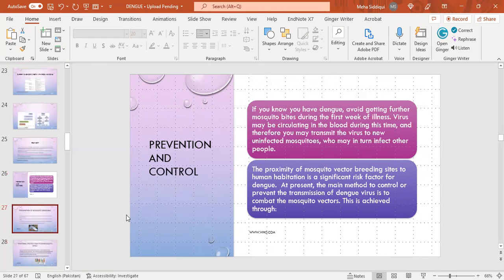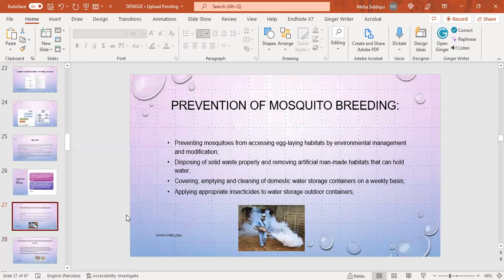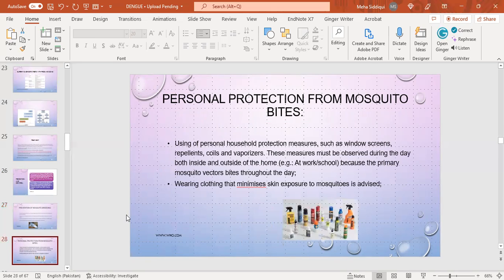This is achieved through prevention of mosquito breeding. This is done by preventing mosquitoes from accessing egg-laying habitats through environmental management and modification, disposing of solid waste properly and removing artificial man-made habitats that can hold water, covering, emptying, and cleaning of domestic water storage containers on a weekly basis, and applying appropriate insecticides to outdoor water storage containers.